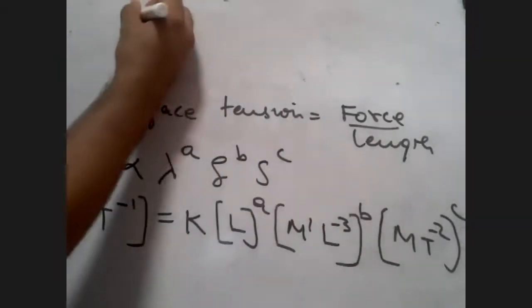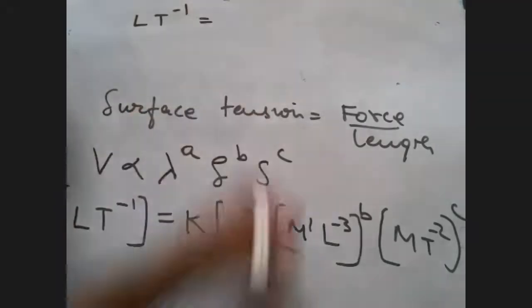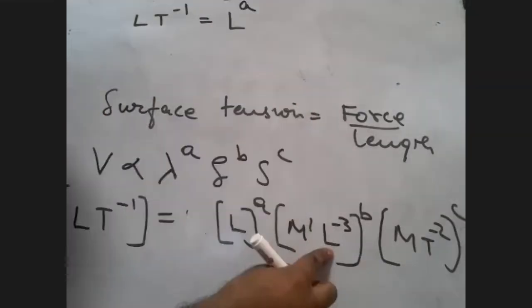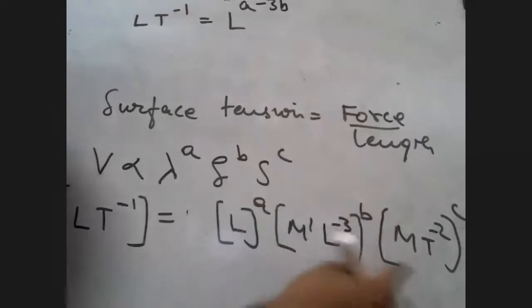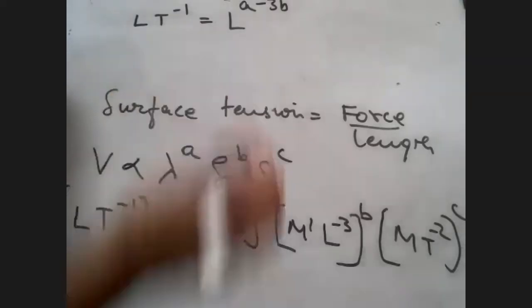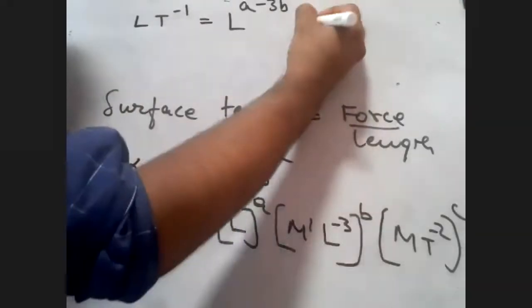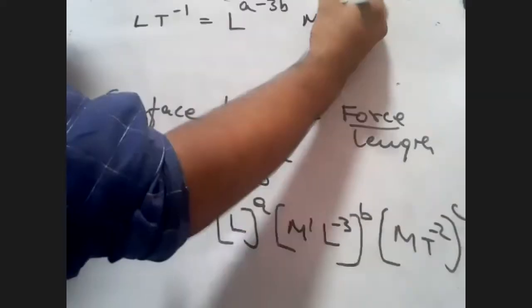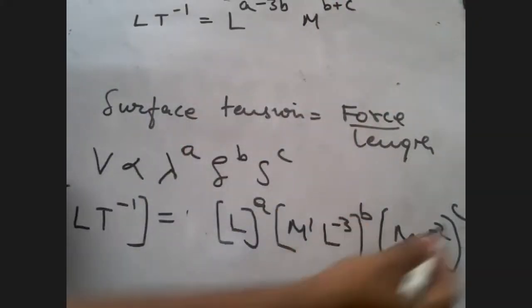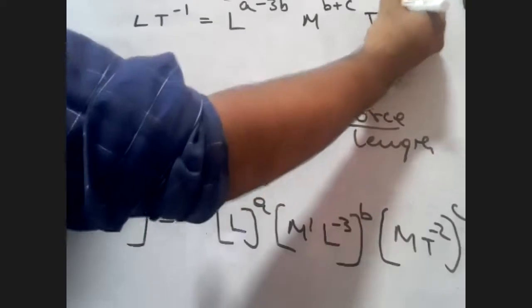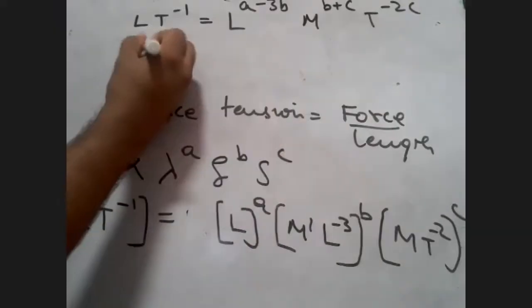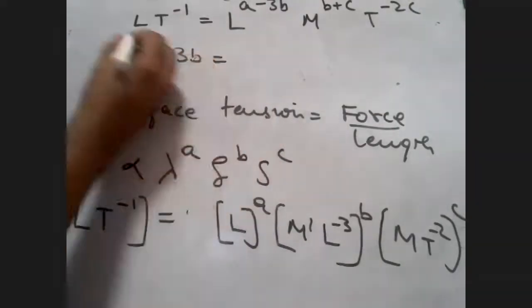So L T raised to -1 equals, forget the constant K, L raised to a. Where else L is there? -3b. Where else L is there? Nowhere else, isn't it? Now, if we have got this, find out the other one. What else can we find out? Mass we can find out. M is what here? M raised to b, M raised to c. So it is going to be b plus c. Yes or no? And T is raised to -2c. So now equate the exponents. What is L? a minus 3b equals 1, isn't it?